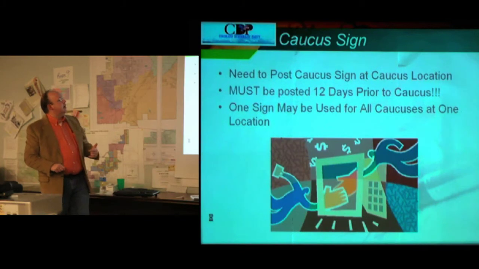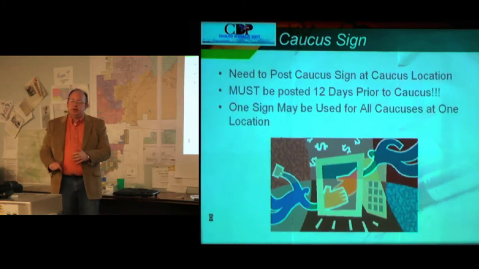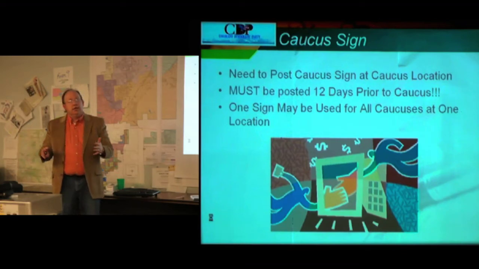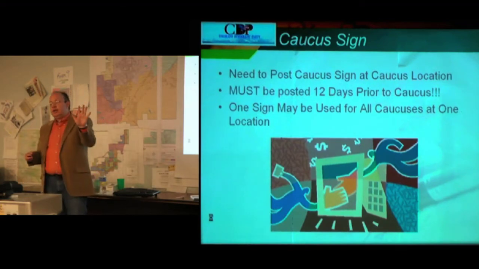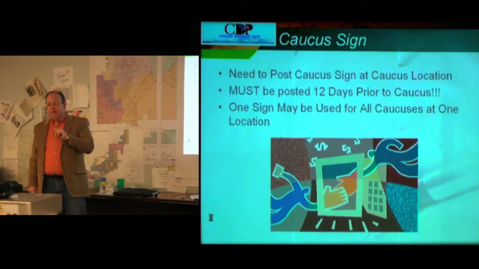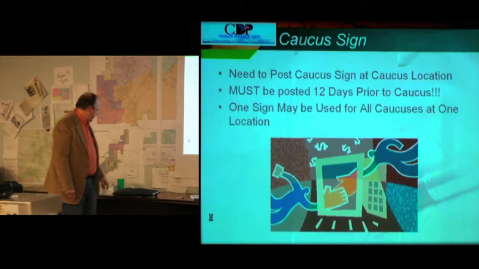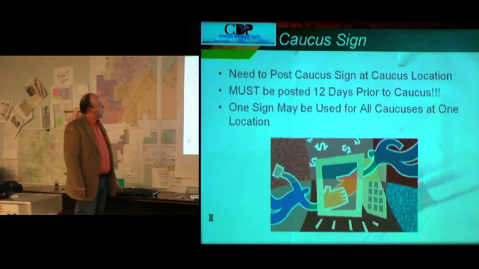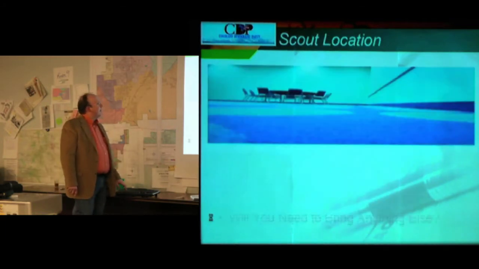You can use one sign for all of the caucuses at one location. So if you have 10 precincts meeting at one school, for instance, you don't need 10 different signs. You can have one sign that says precincts 5, 6, 7, 8, 9, 10, 11, 12, and so on are meeting here. But again, if you don't have that by now, that's another problem because that deadline's already passed.